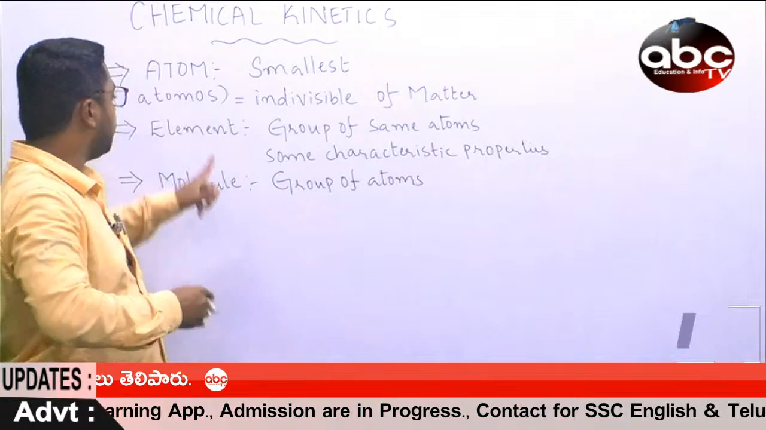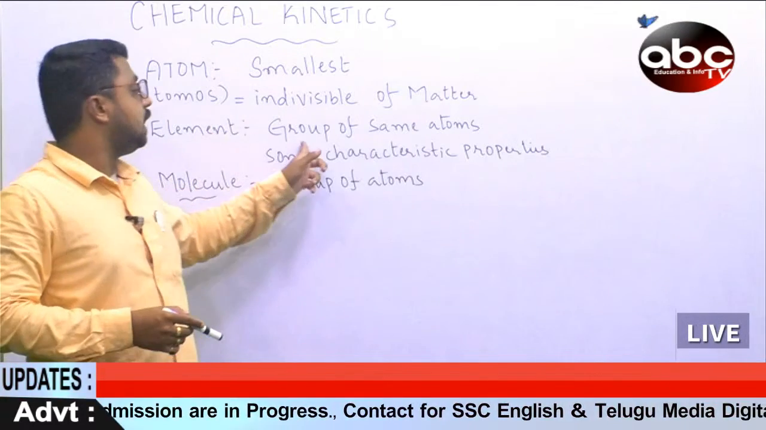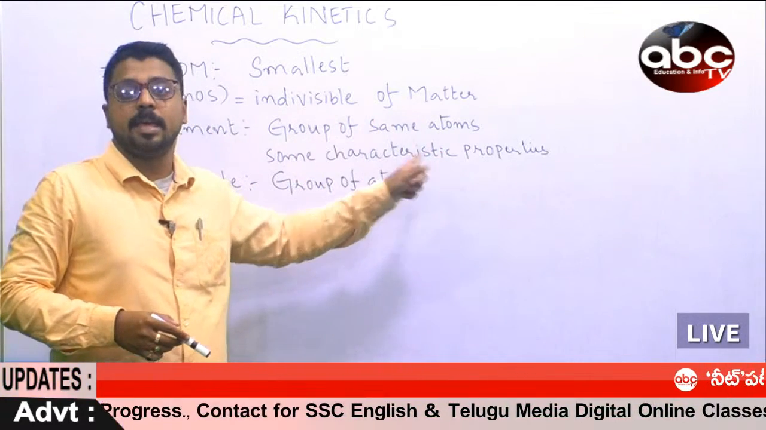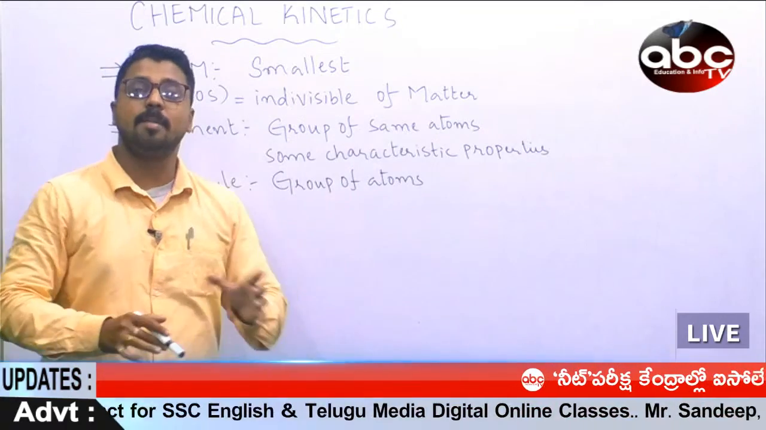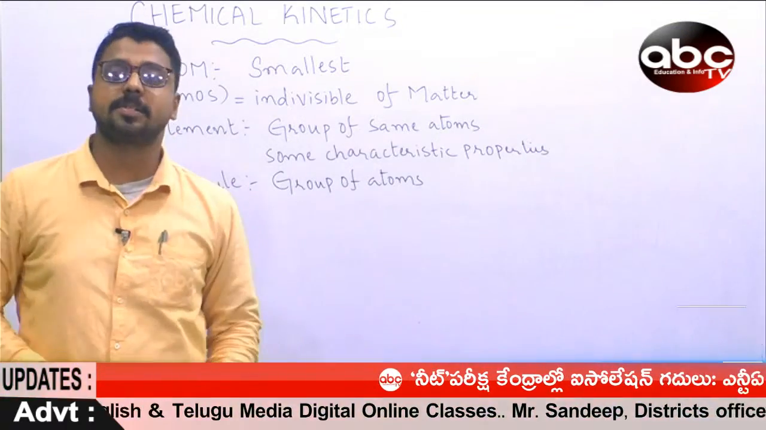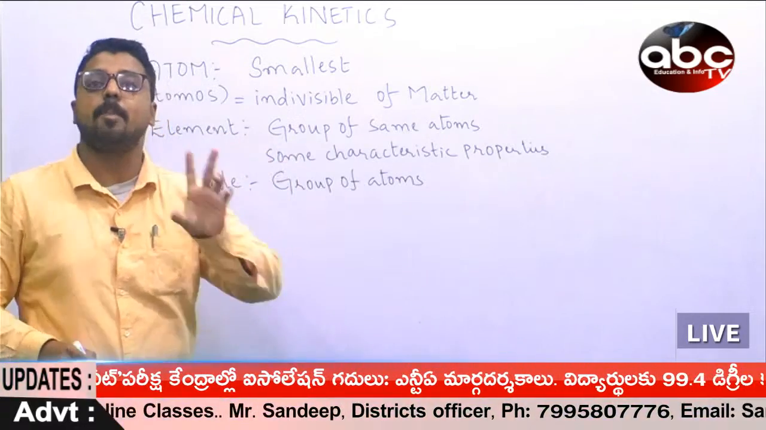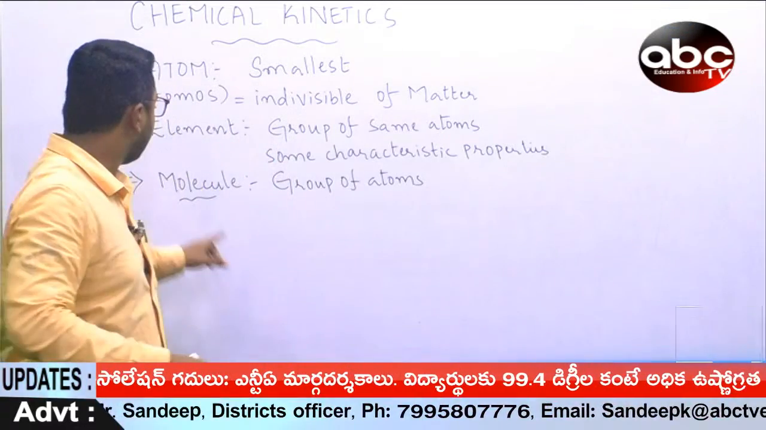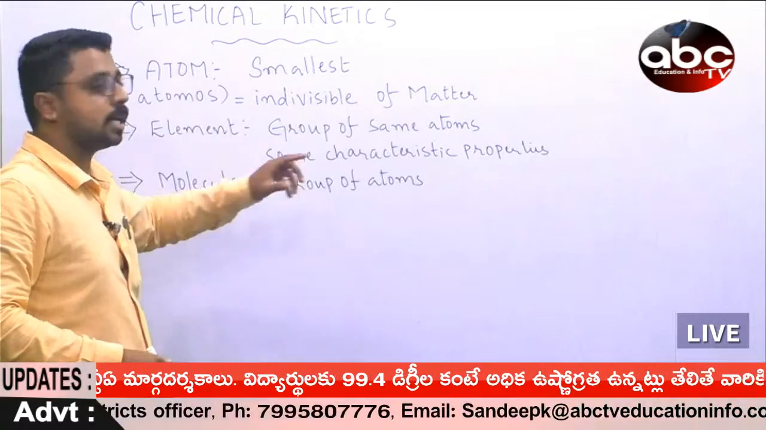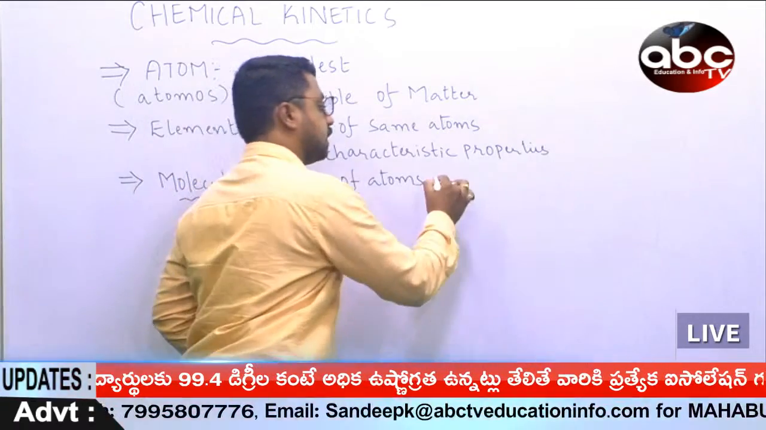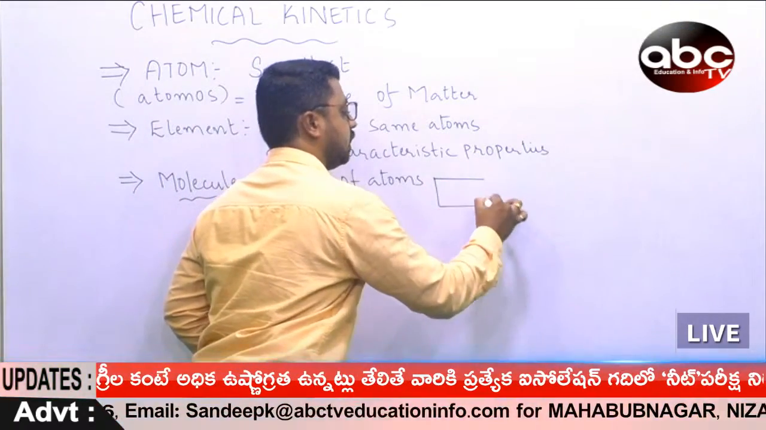Here in an element, it is the simplest form with some reactivity properties. A molecule is nothing but an existence property. So here, a molecule is a group of atoms. Automatically those are classified into two types.